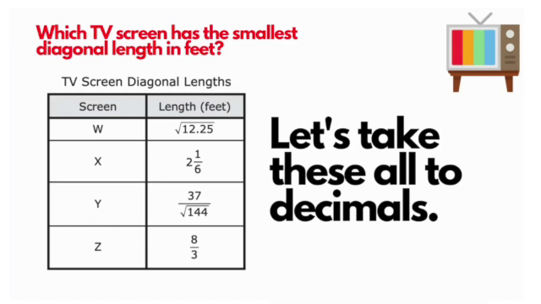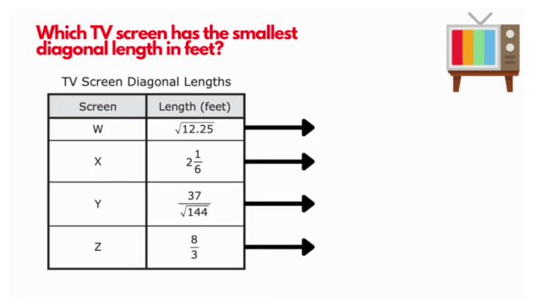So why don't we just take a second and change all of these values of W, X, Y, and Z into decimals. Let's go one at a time. So we have the square root of 12 and 25 hundredths. We punch that in our calculator, we get 3.5.